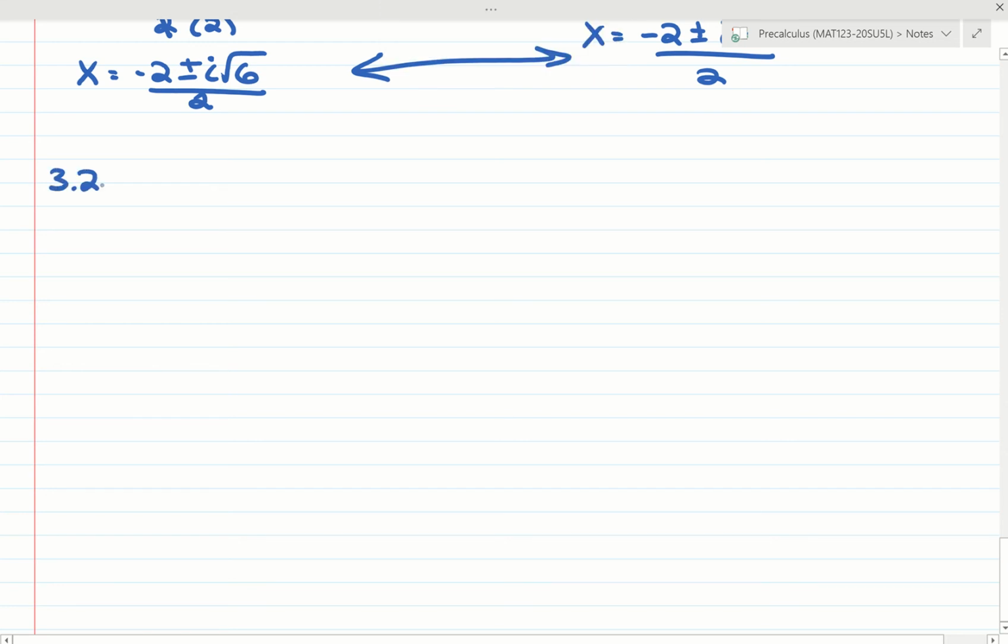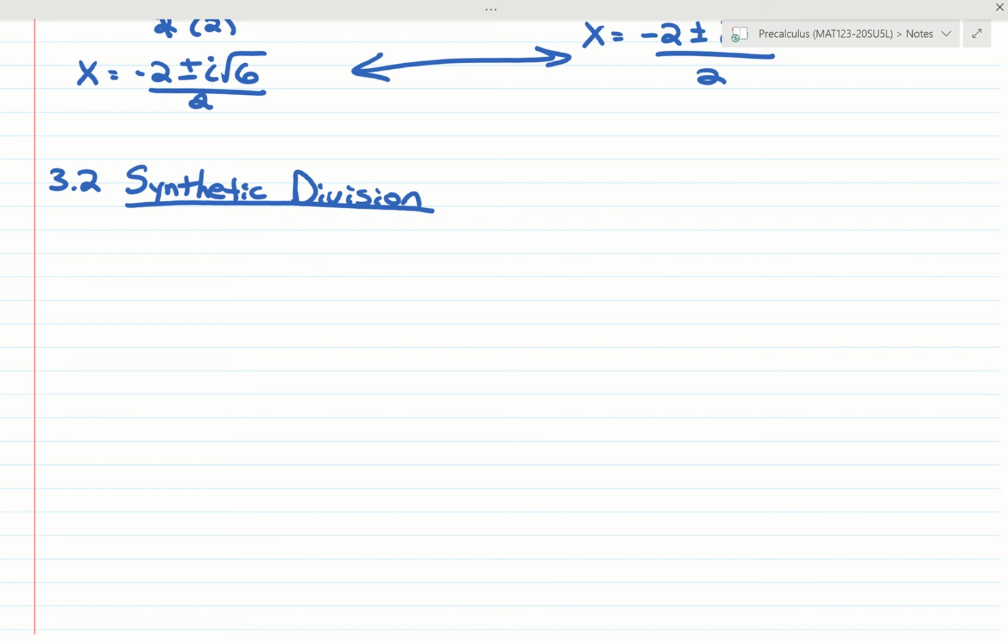For section 3.2, we're going to be talking about another way to divide with polynomials called synthetic division. Now with synthetic division, we have a few things I want to talk about, but the first thing is just recall that if we had maybe 8 divided by 5, you would tell me the answer is 1 with a remainder of 3, right? 5 goes into 8 one whole time with 3 left over.